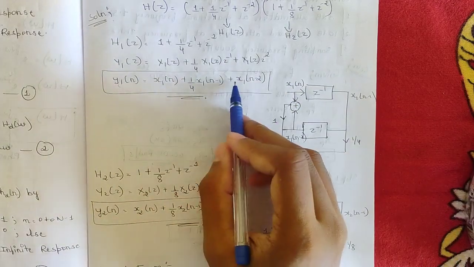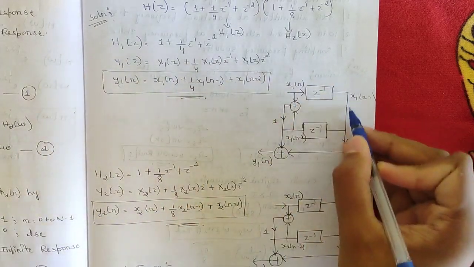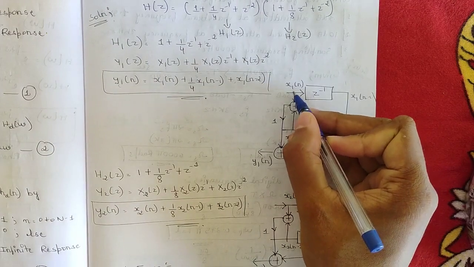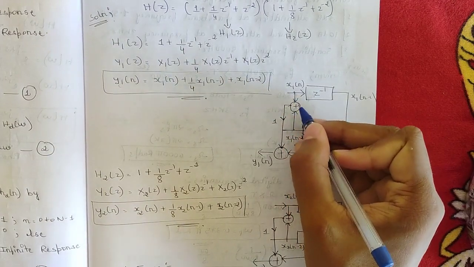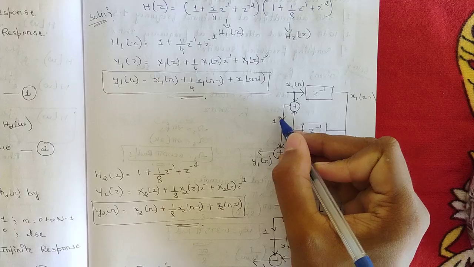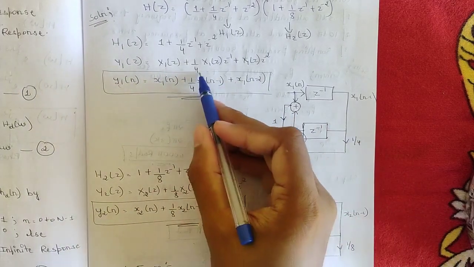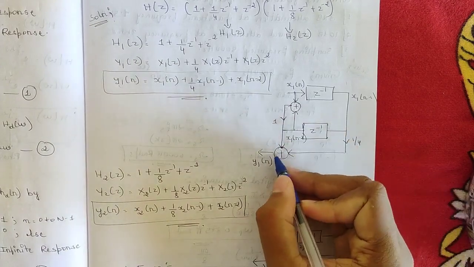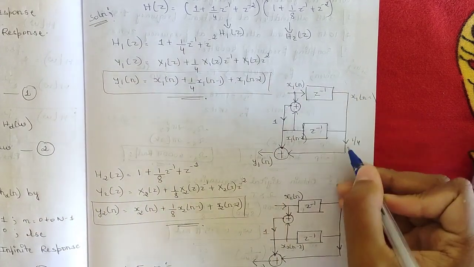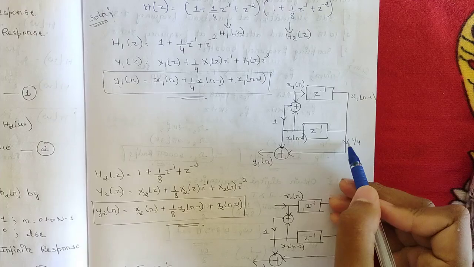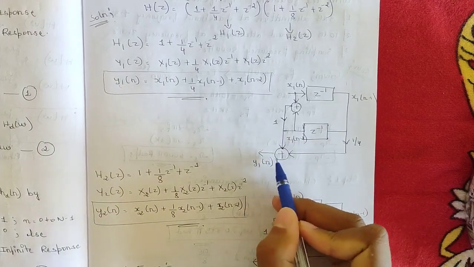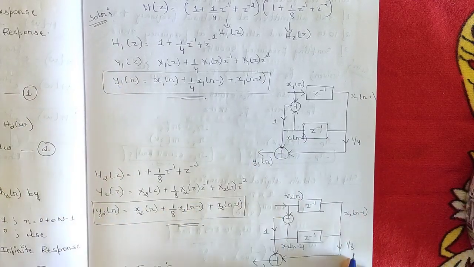Since the first and last term coefficients are the same, if you draw like this, we can directly from this point to this point take a summation and write the common coefficient, that is 1, and we can add these two terms. Along with that, this term should be added, so that's why we add one summation here, and from this point the coefficient is 1/4, so add these two coefficients and our final output we will be getting as y1(n).